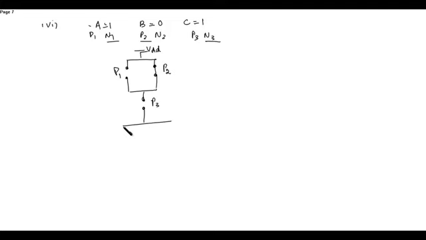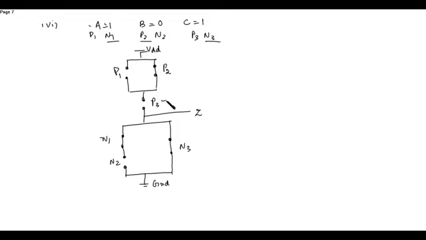Now N1 is on, N2 is off, N3 is on. This is N1, N2, N3. This is the output terminal Z.